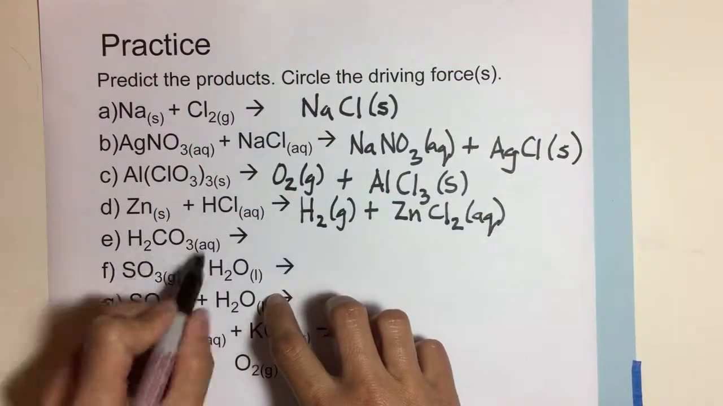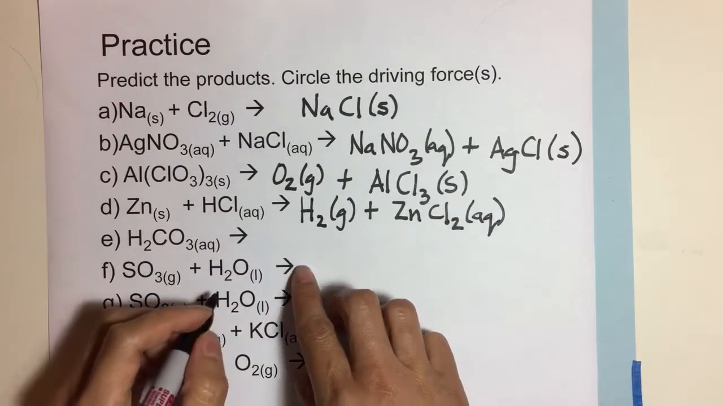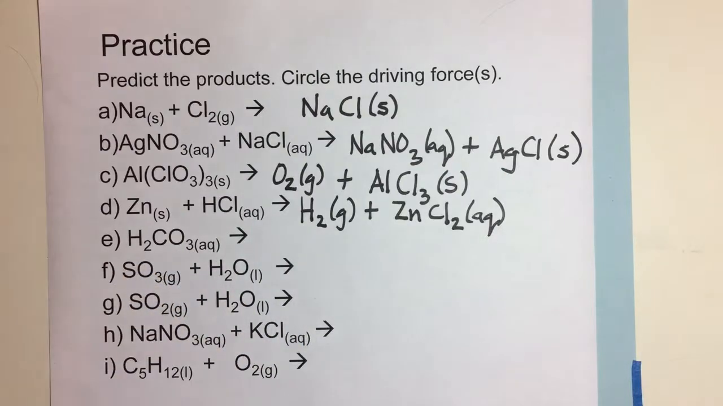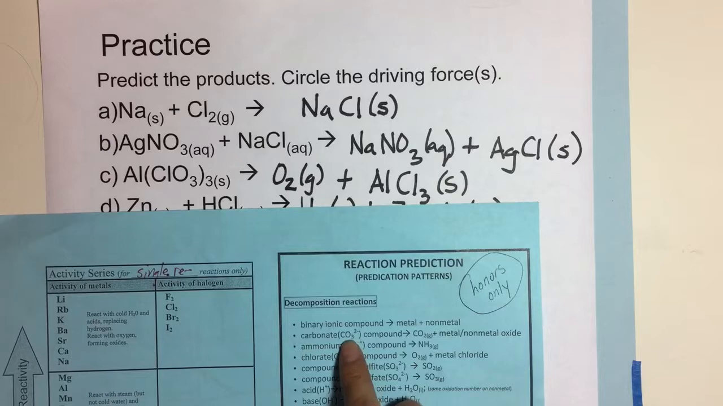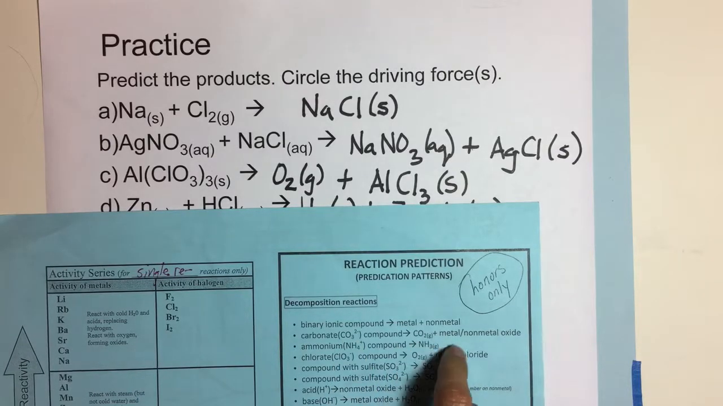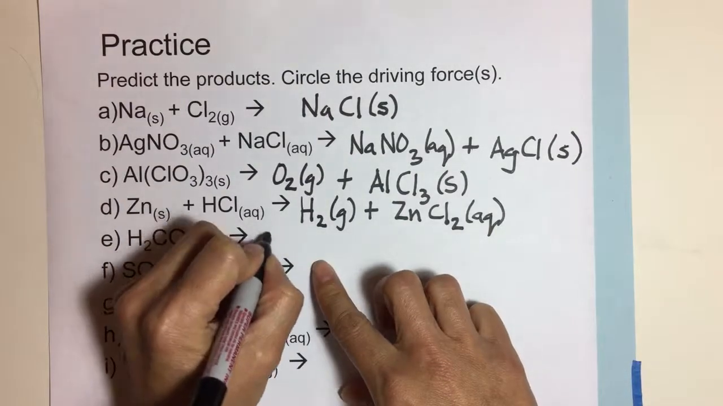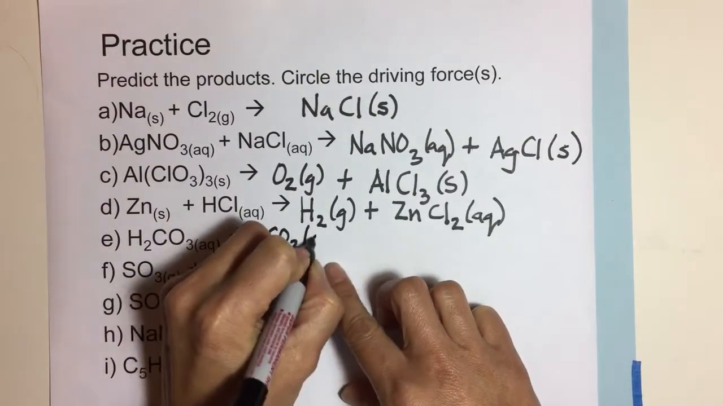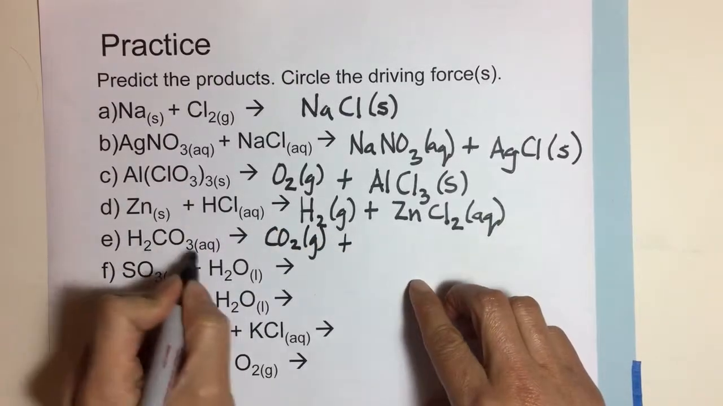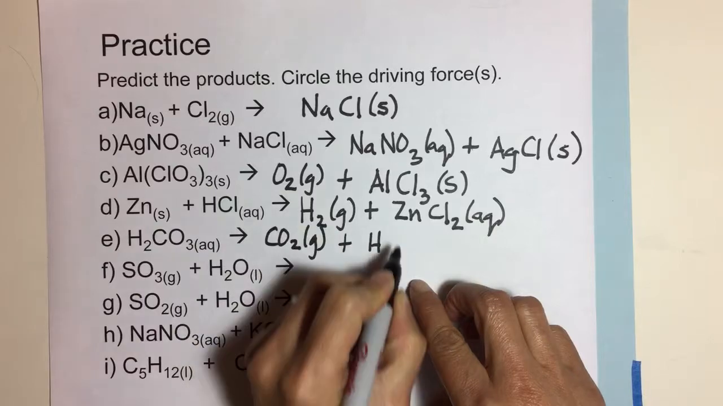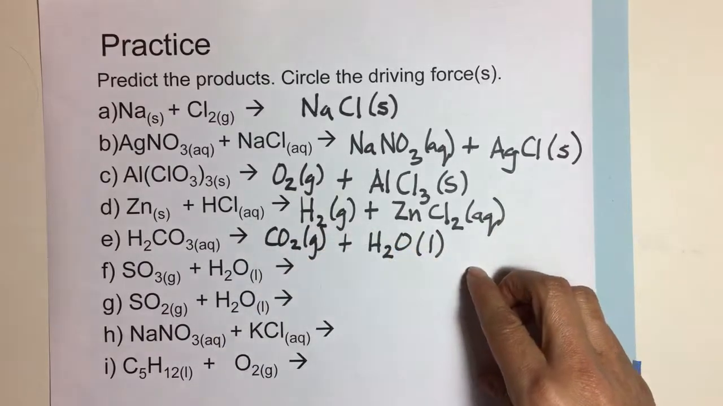Now we go to this acid, carbonic acid. We're going to decompose this carbonic acid, and we know that according to our decomposition trends, carbonates tend to break down to carbon dioxide and your metal or non-metal oxide. So here we have our carbon dioxide coming out of here. And once you pull carbon dioxide, you'll see that what's left in this substance is water, H2O. And that's liquid water. Okay.